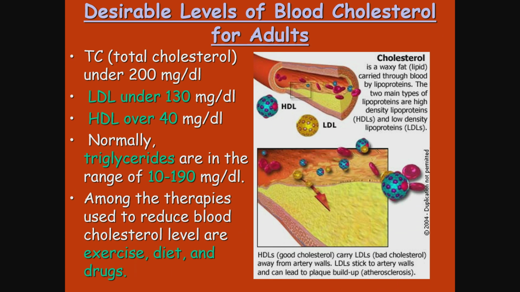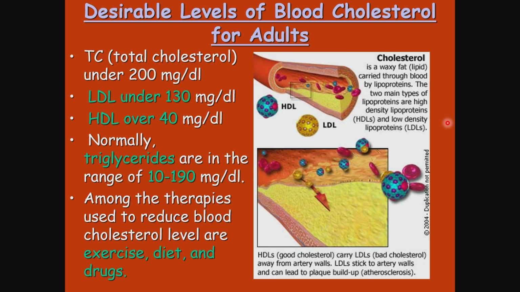Desirable levels for blood cholesterol for adults. So a lot of these problems, these diseases that we talked about, are due to too much cholesterol in the blood. So let's just remember HDL and LDL. Remember we said H is like heaven and L is like Lucifer, so good cholesterol, bad cholesterol.